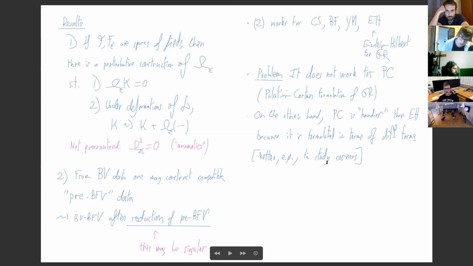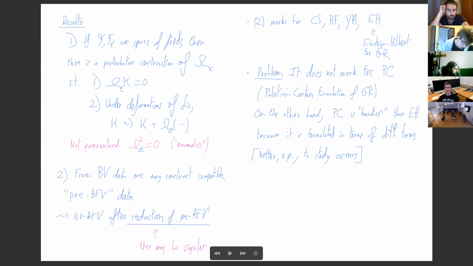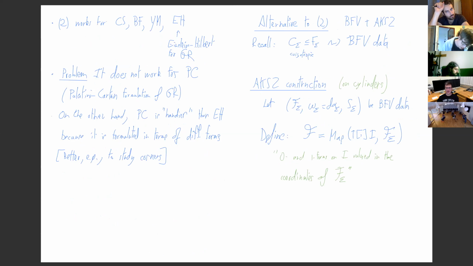So eventually, we are even interested in studying corners of the theory. We prefer to work in this Palatini-Cartan or coframe formalism. But the problem is that this recipe we had with Pavel and Nikolai doesn't work here, because these pre-BFV data have a singular reduction. So here is where an alternative construction comes in, and this is what I will describe in the last part.